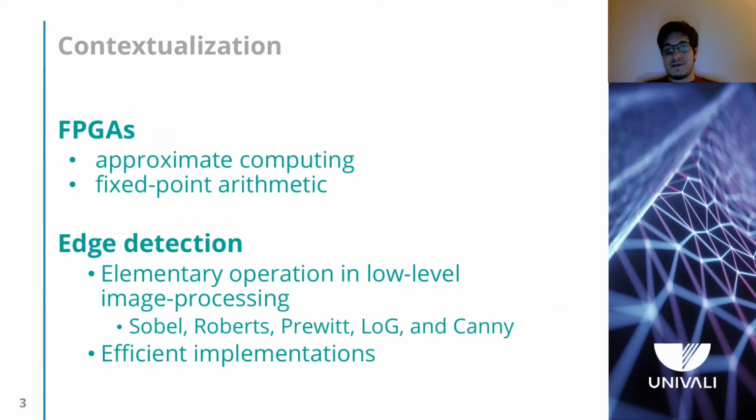FPGA is a technology that has been employed for these computer vision systems, and it takes advantage of fixed point arithmetic and approximate computing to improve the fulfillment of these requirements. The edge detection operation is an elementary operation in low-level image processing, and therefore the search for efficient implementations of this operation is crucial.